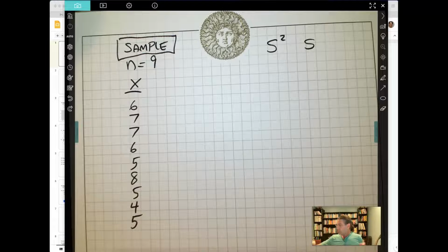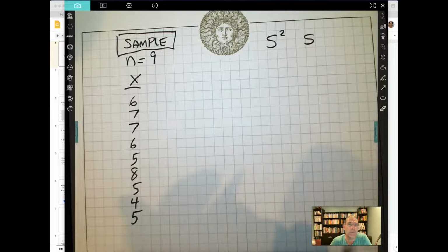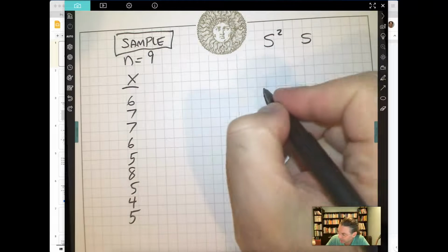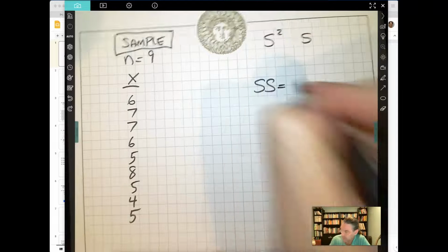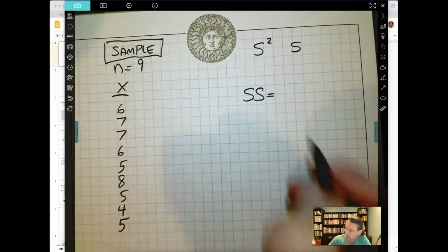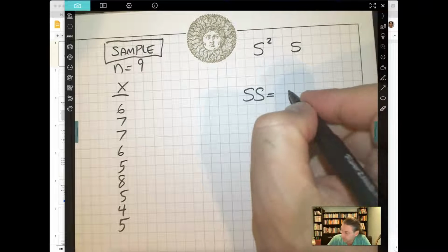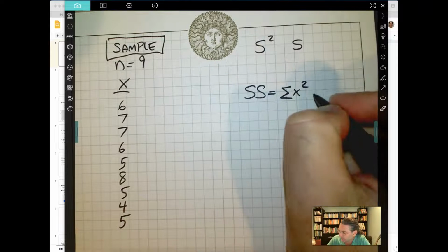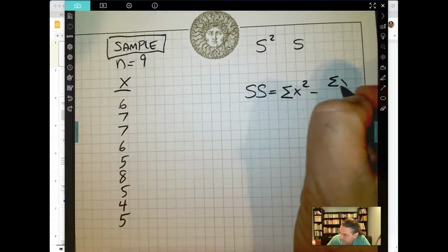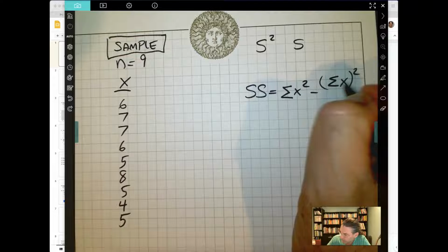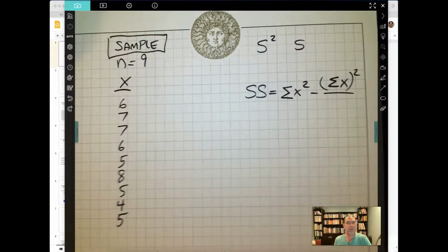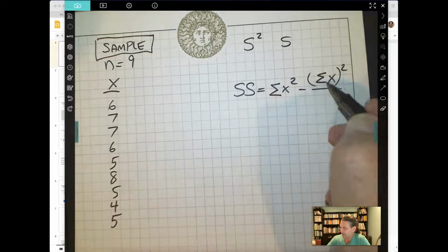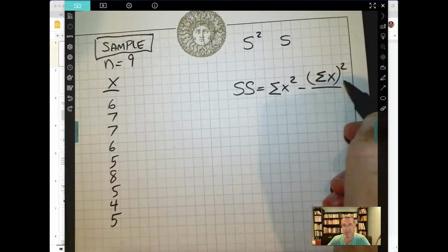So what we have then is essentially 3 steps, 3 calculations, is probably the best way to think of it. The first one is we have to calculate sum of squares. Sum of squares for the computational formula is sum of x squared minus (sum of x) squared. I put parentheses around that just so you can designate that that is a sum of x, and then we're going to square the sum of x.